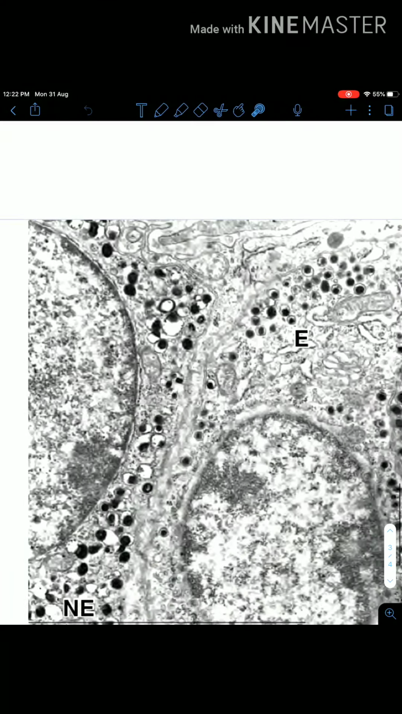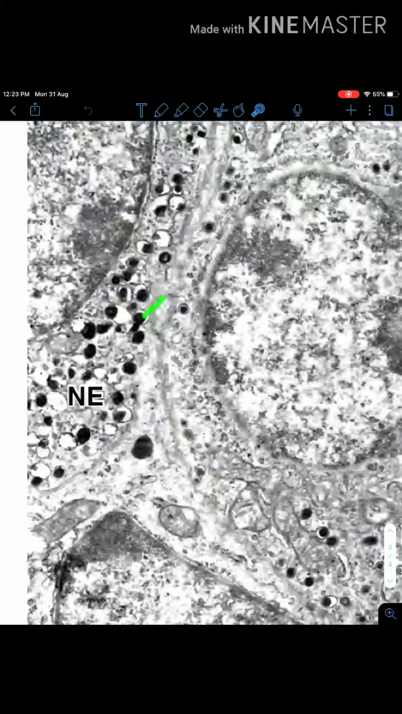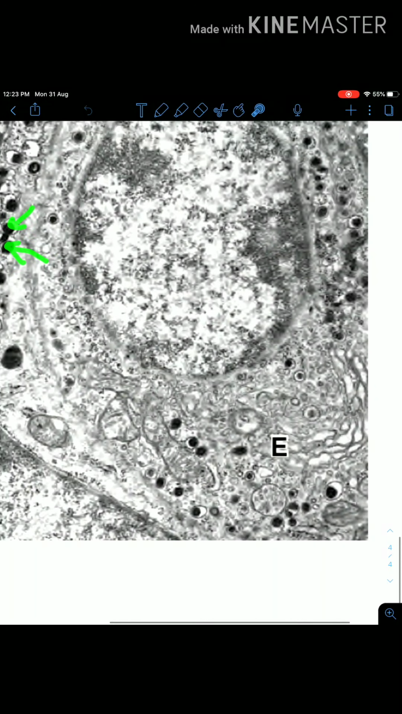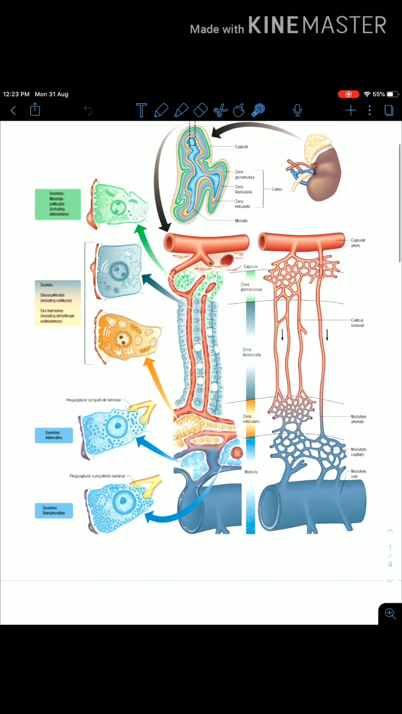There are two populations of chromaffin cells. One population contains large dense core vesicles, and they secrete the noradrenaline or norepinephrine. The other population of cells contains vesicles that are less dense. These secrete the adrenaline or the epinephrine.